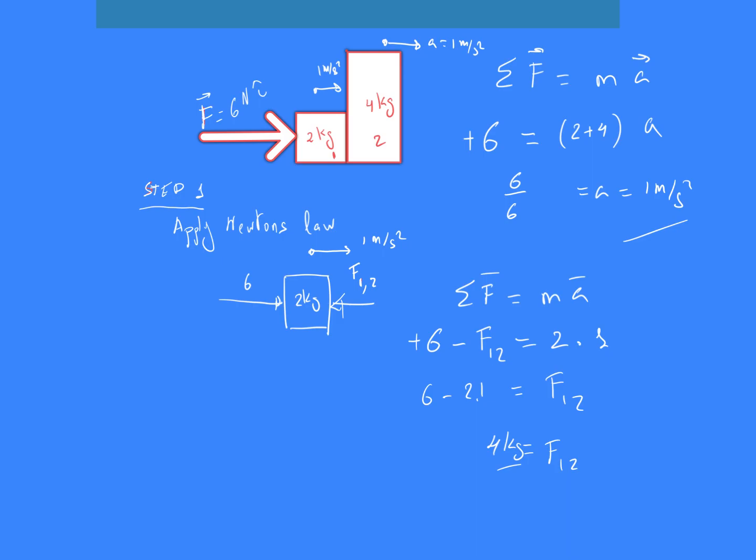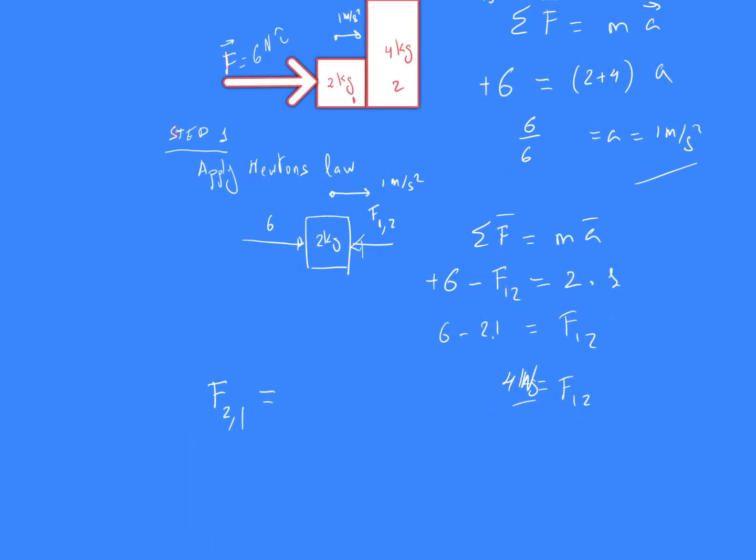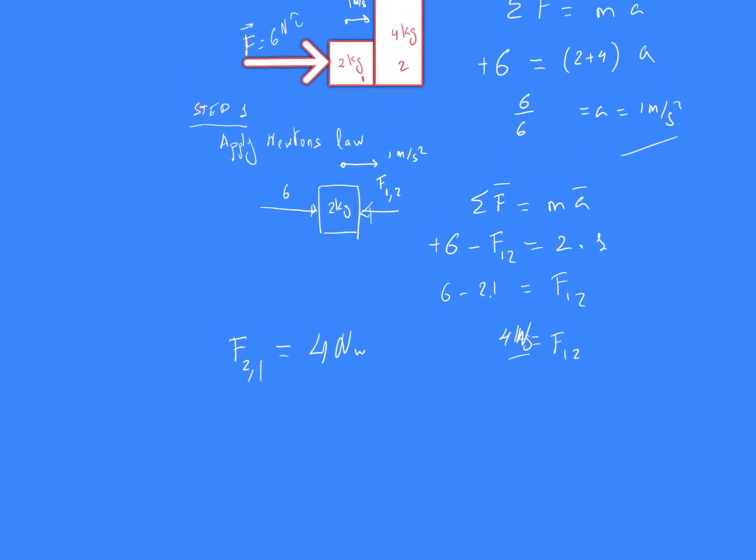How do I know that it's going to the left? It should be going to the left because, see, 6 minus 4 is 2. So this F12 is going to the left and has a magnitude of 4 newtons, sorry, 4 newtons, okay. So what is F acting on 2 due to 1? F acting on 2 due to 1 should be 4 newtons also, but this is going to the right now. Okay.